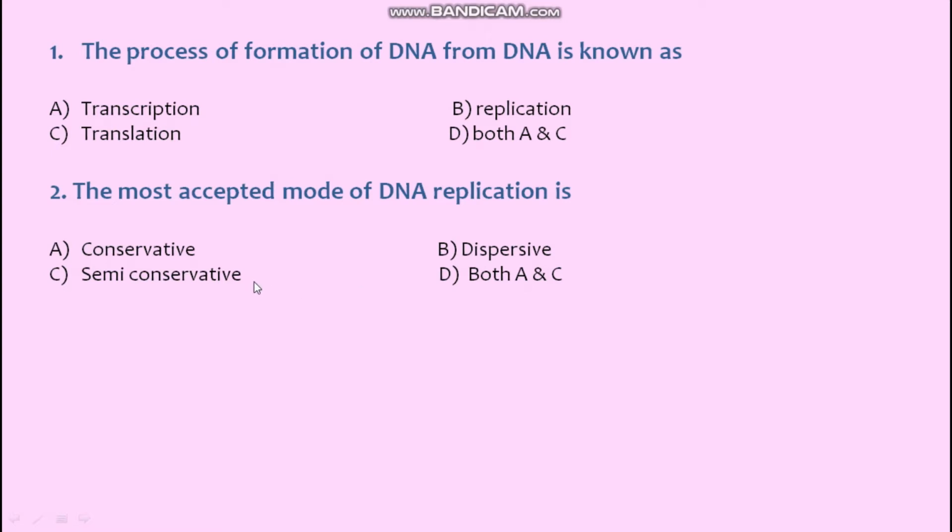And semi-conservative mode of replication is that the two strands of DNA get separated, both synthesize new strands on themselves. So basically a new DNA is containing one old strand and one new strand. So that is known as semi-conservative mode of replication. So the most accepted mode is semi-conservative. So the correct option is option number C.